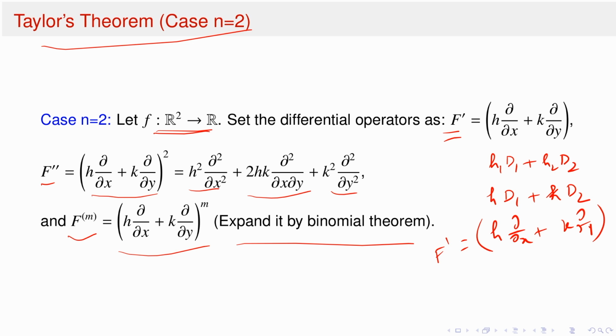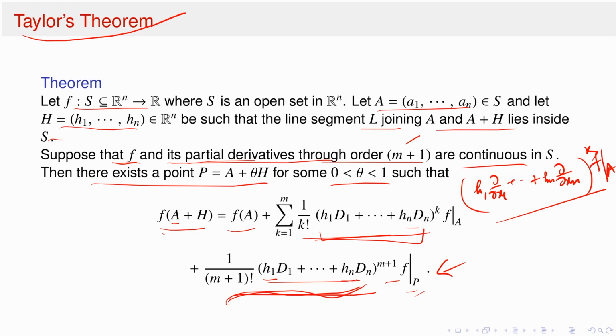So that is about this version of Taylor's theorem. If I have a function from some set S, a subset of Rn, to R, and suppose your set S is a very nice open and convex set, then if I fix a point capital A, and perturb it by capital H, such that A and A plus H lie inside S along with the line segment joining A and A plus H, and if I assume that my function and its partial derivatives through order m plus 1 are continuous in S, then there exists a point in the line segment, that is A plus theta H, such that this is true. I will explain that in my next slide.